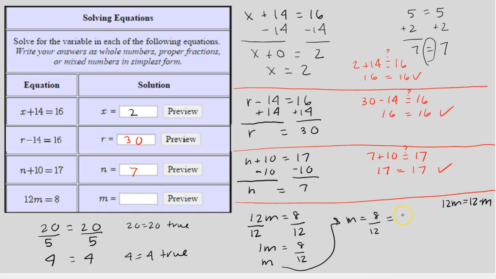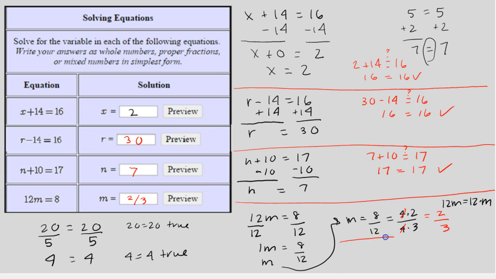8 and 12 both have a factor of 4, so I'm going to write this as 4 times 2, and 12 is 4 times 3. And now the 4's cancel, and we get a result of 2/3 as our simplified answer. So we have m equals 2/3.